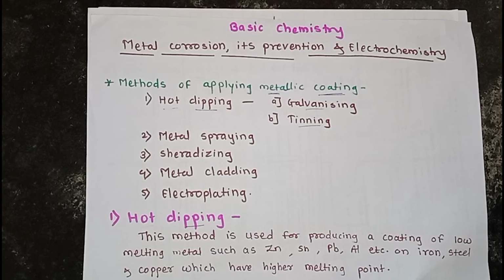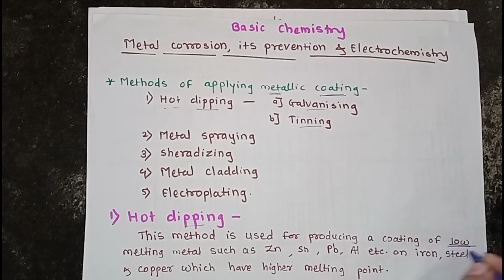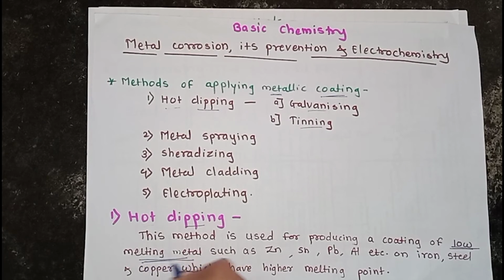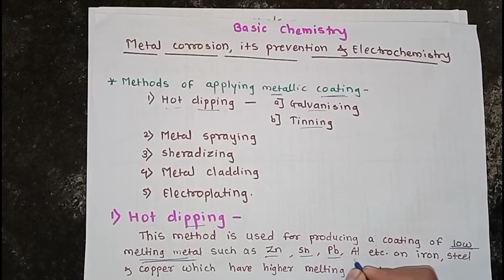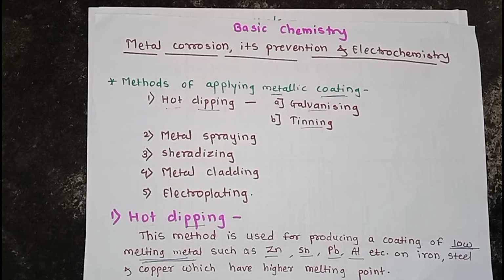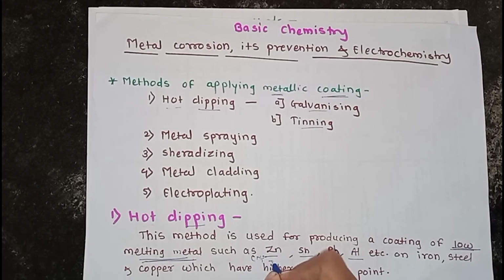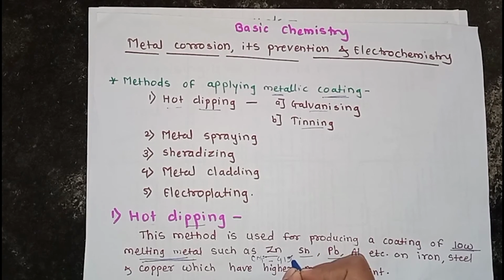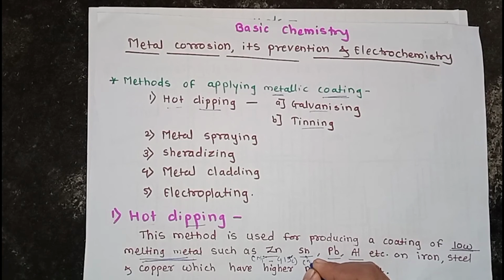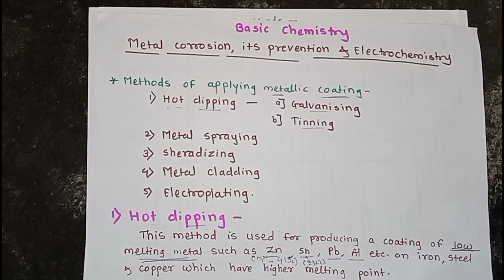In the hot dipping method, the coating is done with low melting metals, and these low melting metals are zinc, tin, lead and aluminium. Zinc has a melting point of 419 degrees Celsius. Tin has a melting point of about 232 degrees Celsius. So these are low melting metals.